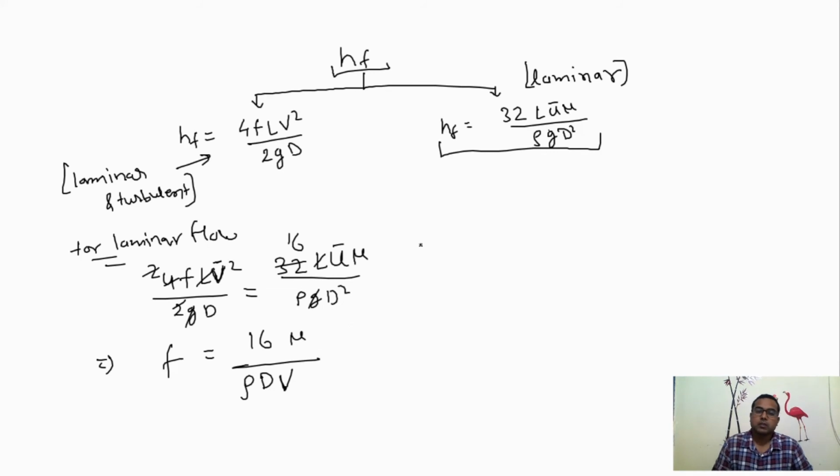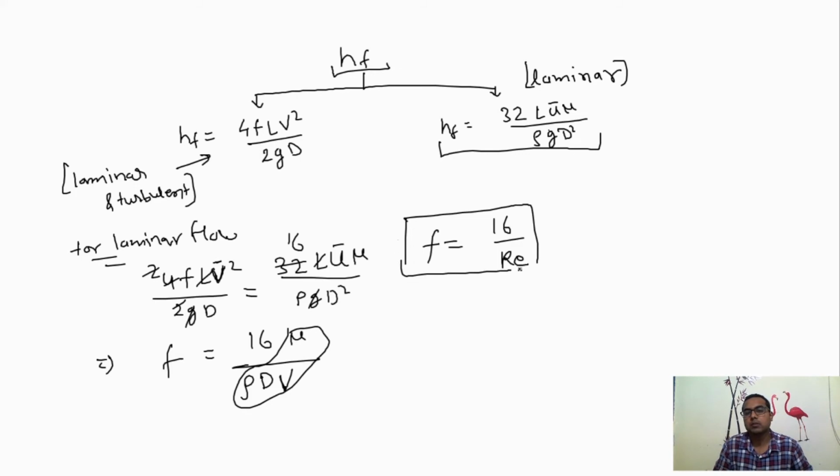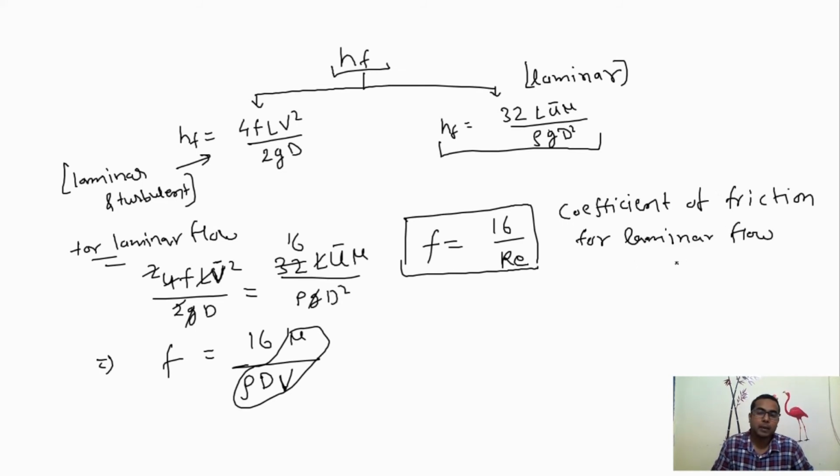So after simplification we will get that f is equal to 16 times this term, which is what? 1 by Reynolds number, right? So this is the expression for the coefficient of friction for laminar flow through a pipe, okay.